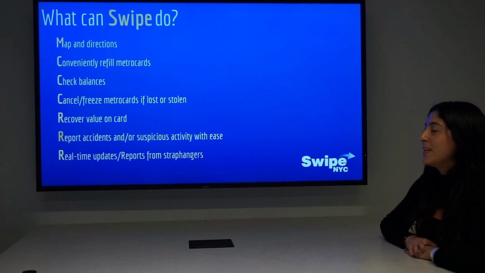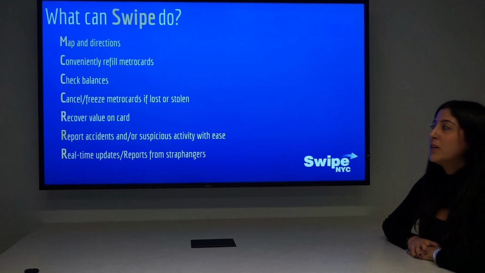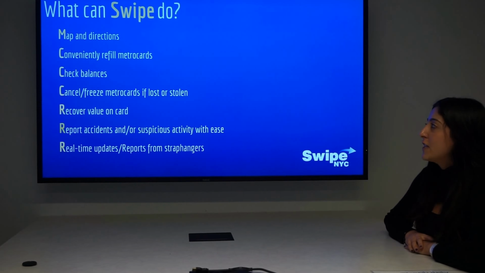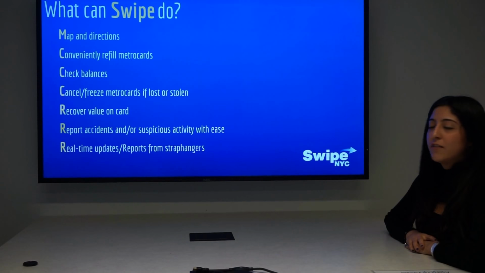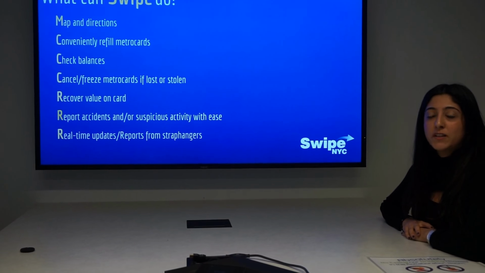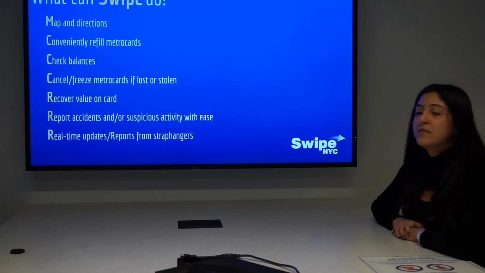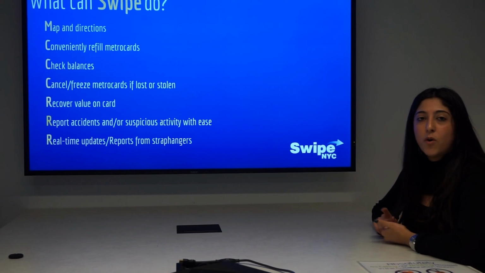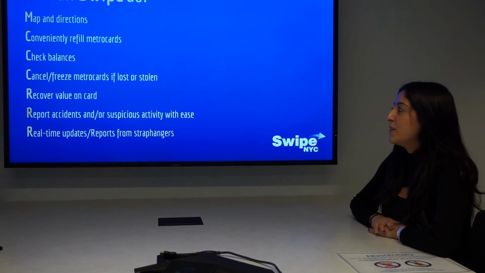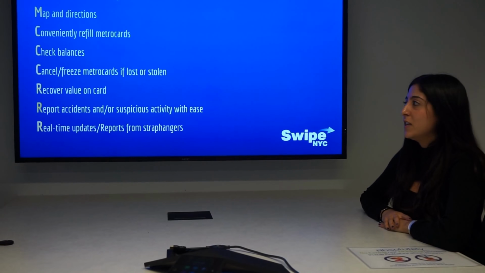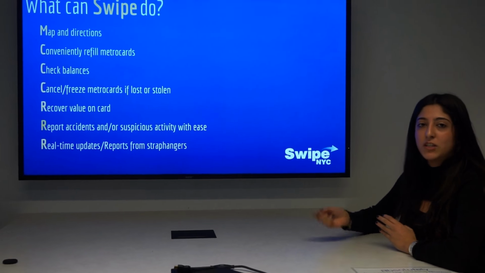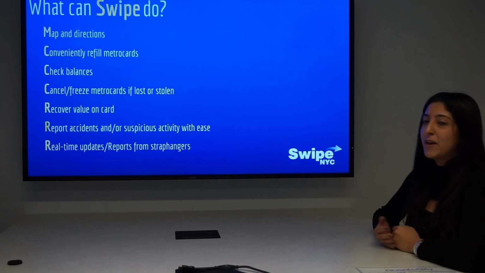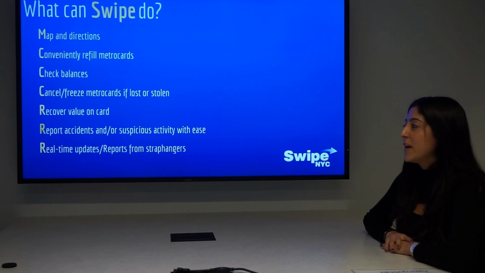So what is Swipe NYC and what can Swipe NYC do for you? We have a lot of cool features, and I'm just going to run through a couple of them right now. First things first, it's able to provide you a map and directions of where you want to go. It also can conveniently refill your Metro card, so you can choose at any time to refill your balance by time or by money. You can check your balance as well, which is very convenient because otherwise you'd have to go to the Metro station and swipe your card and wait until you get a response from the machine, but now you can just check it anywhere remotely and whenever you feel.